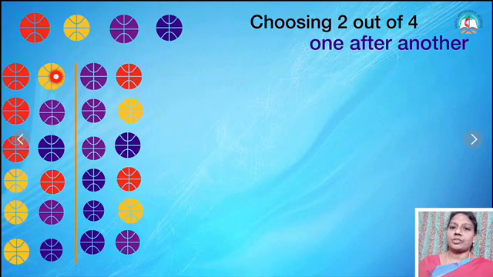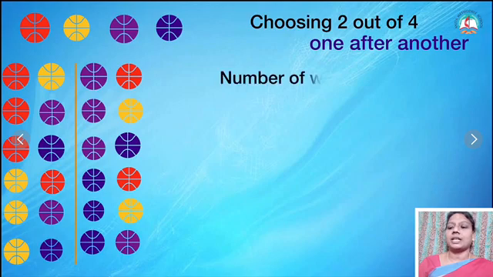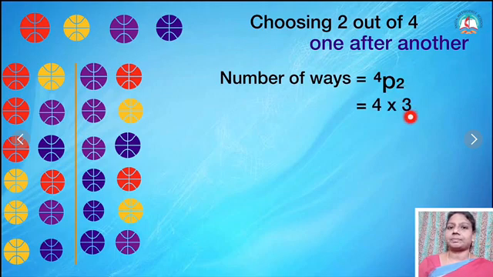Supposing I select the red ball, then there is an option of selecting the yellow ball, or I may choose the yellow ball first, then select the red ball. So there are two possible ways. This is called permutation, which we learnt in the previous video. The number of ways, out of 4 selecting only 2, is 4P2, which is 4 into 3, that is equal to 12.